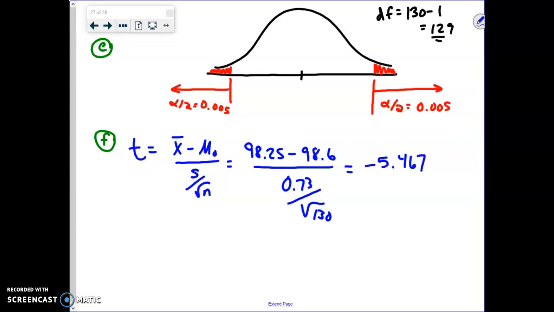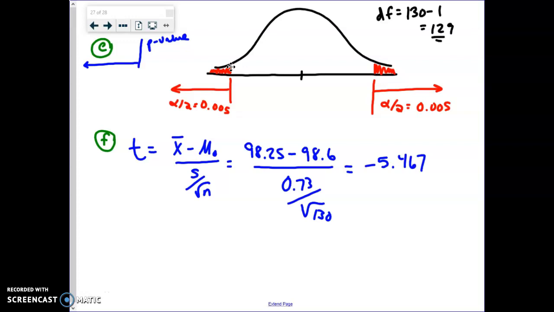5.467. Now, that's telling us, ladies and gentlemen, that our sample data is somewhere way out over here. We need to find the p-value for it, but it's way out over here. We're about 5.5 standard errors away from the center of our sampling distribution. So we'll still find the p-value, but this is telling you that this is a very, very extreme set of data, okay?